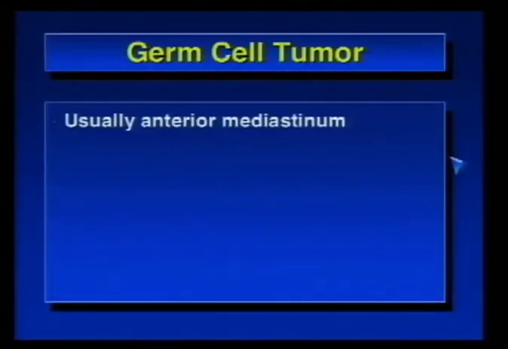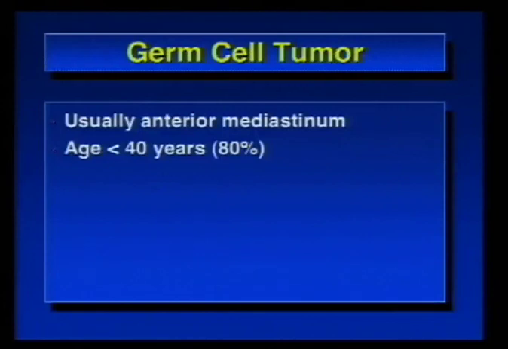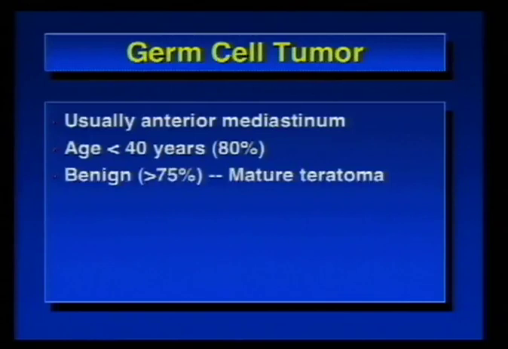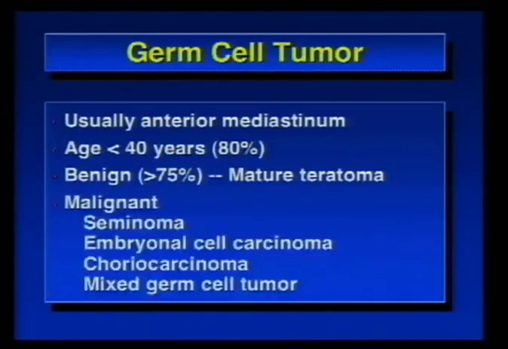Okay, germ cell tumor. These are usually where? In the anterior mediastinum, if they are in the mediastinum. They're usually anteriorly located. 80% of the patients are less than 40 years of age. So germ cell tumor, under 40, thymomas, over 40. Most of them are benign, and these are mature teratomas most commonly. Malignant ones are less common, but they include seminoma, embryonal cell carcinoma, choriocarcinoma, and mixed germ cell tumor.